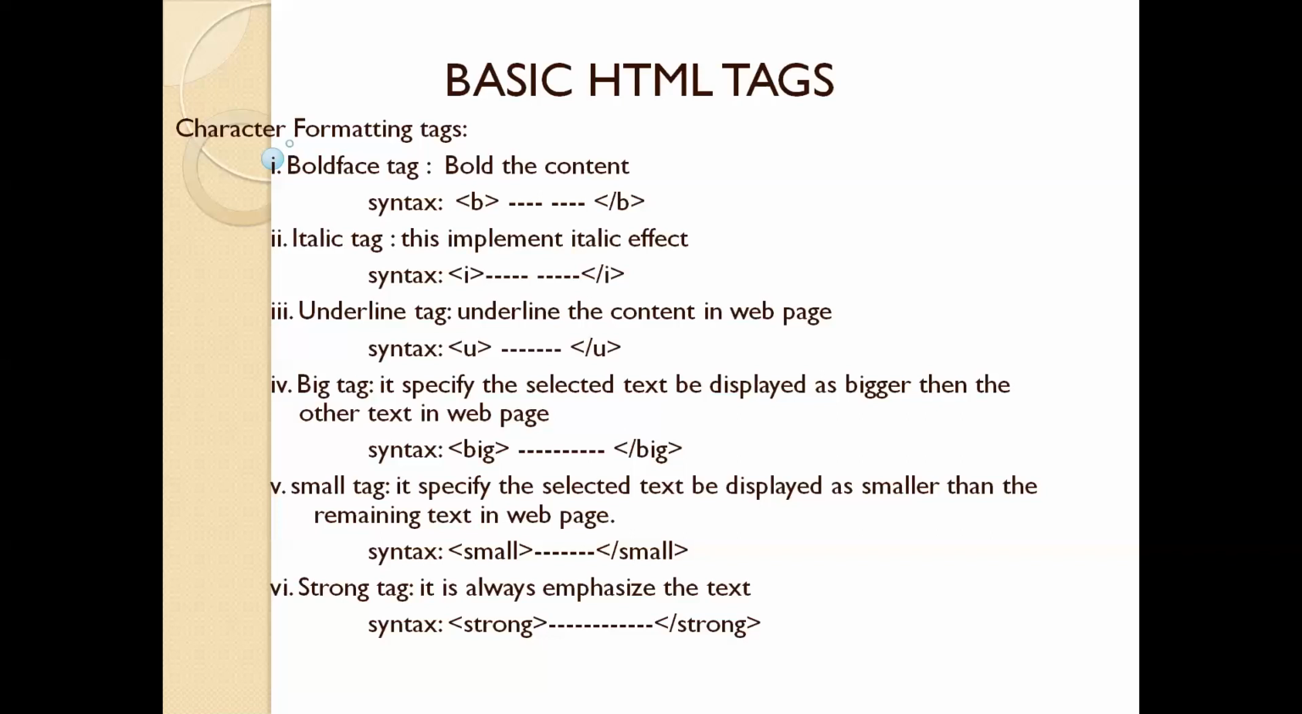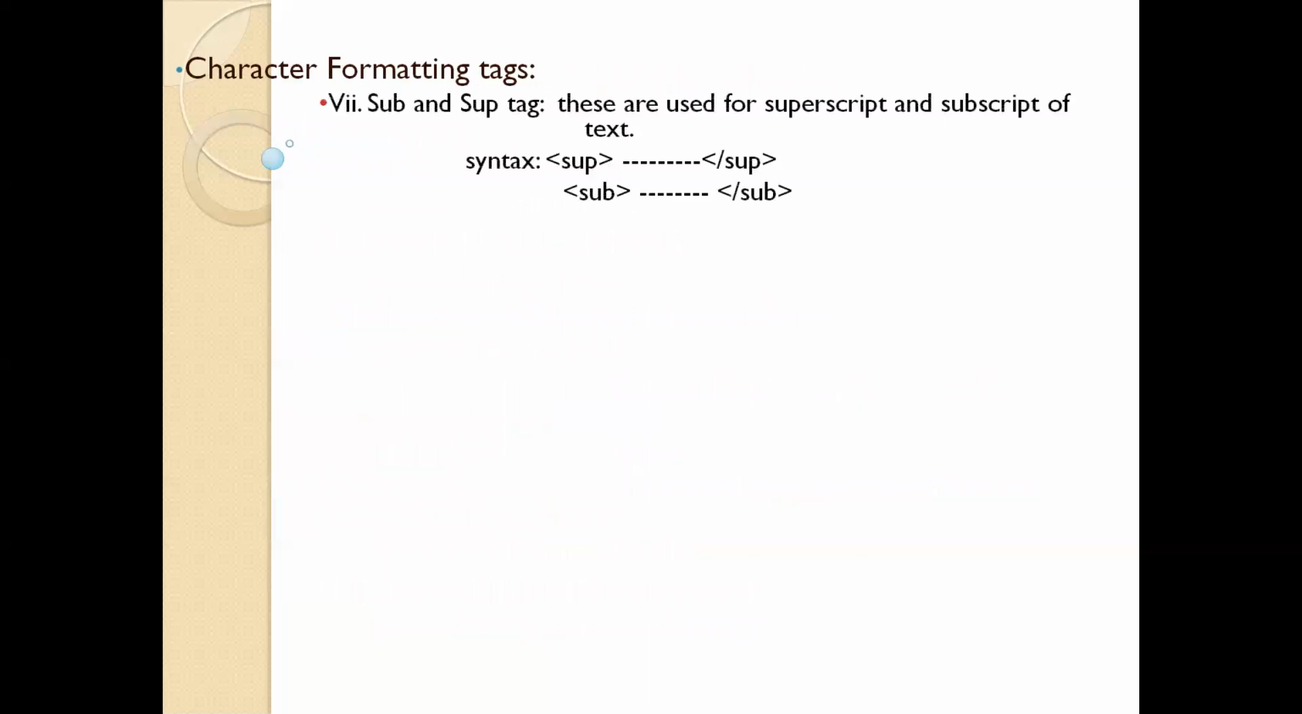That is the strong tag, where the seat belt text will be in bold. That means emphasizing the text. Emphasizing the text means we are going to highlight some text. So in order to emphasize the text, we have to use the tag called the strong tag. Next one, the seventh one, the sub and sup tags.